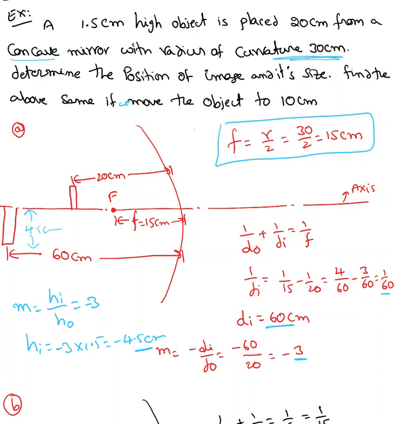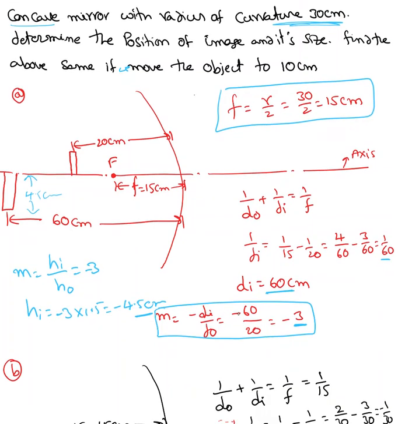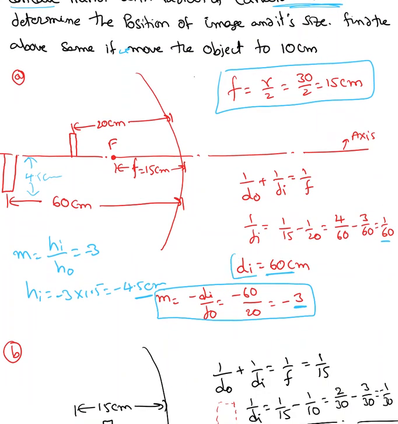Now m is a negative number, so that basically means the image is going to be inverted. By the way, d_i I end up with is a positive number. Since it's a positive number, it is going to be in front of the mirror.